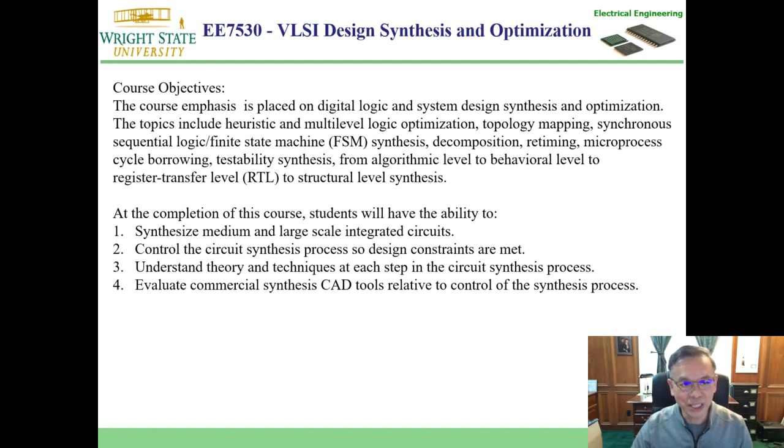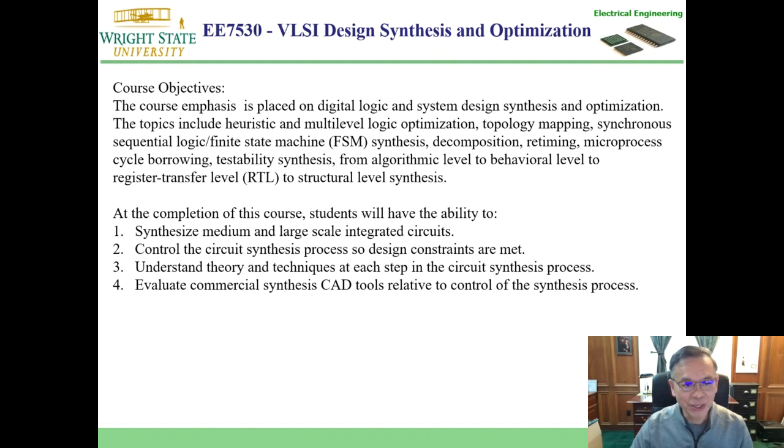The topics include heuristic and multi-level logic optimization, topology mapping, synchronous sequential logic, finite state machine synthesis, decomposition, retiming, microprocessor cycle borrowing, testability synthesis, and synthesis from algorithm level to behavior level to register transfer level to structure level.